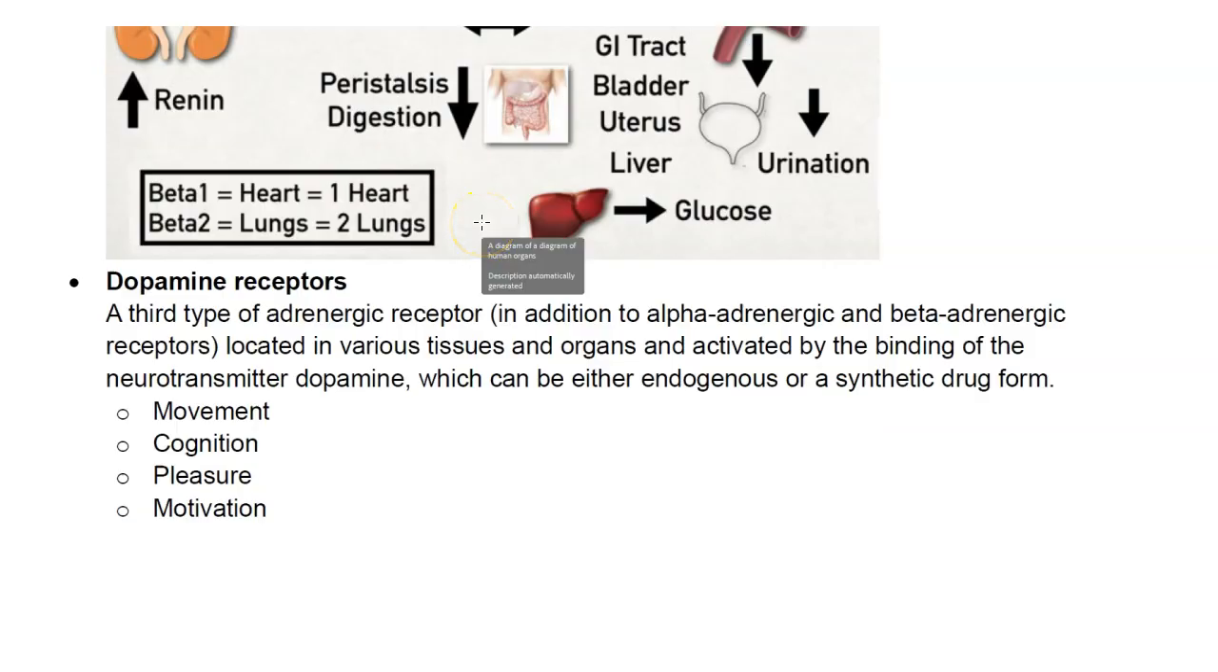Another receptor that it's good to know and understand are your dopamine receptors. So a third type of adrenergic receptor, in addition to your alpha adrenergic and beta adrenergic receptors. These are located in various tissues and organs and activated by binding of the neurotransmitter dopamine, which can be either endogenous or a synthetic drug. It just depends on whether our body produces it, or if we're giving something with dopamine. It affects movement, cognition, pleasure, and motivation.